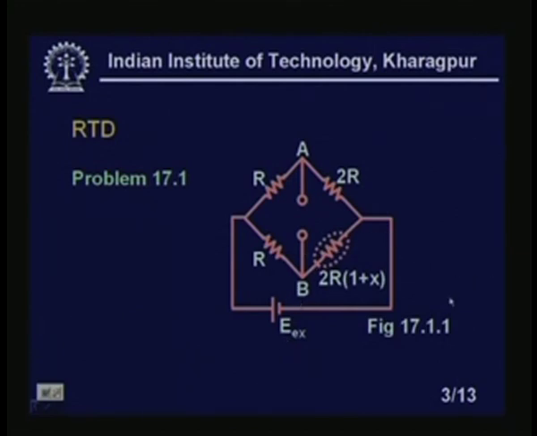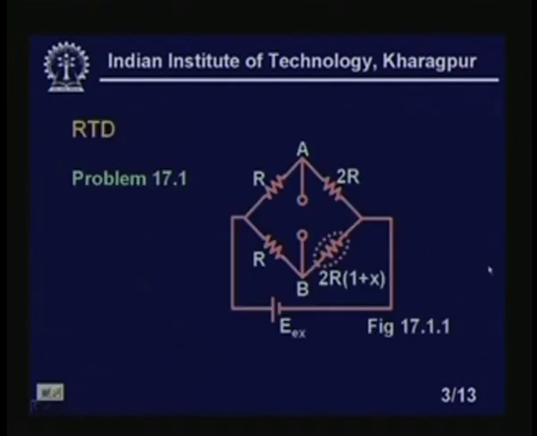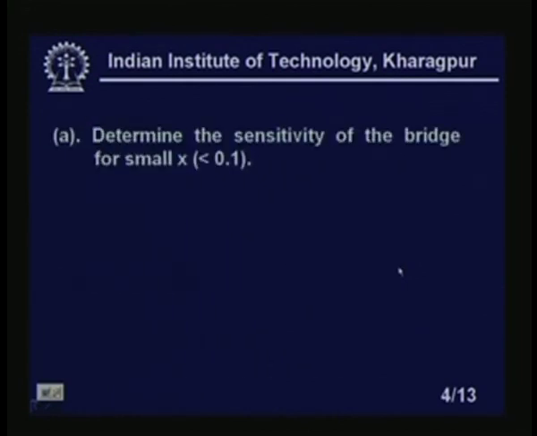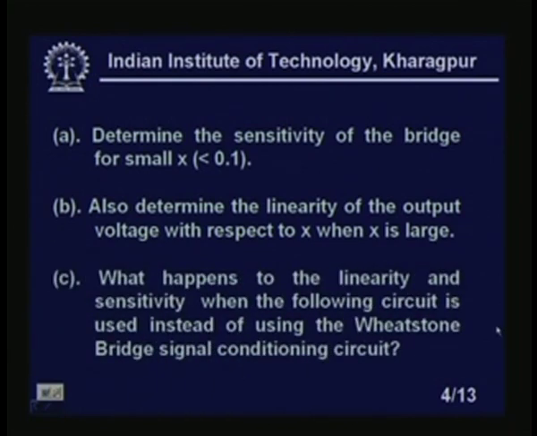The question is, determine the sensitivity of the bridge for small value of x. If I go back, you can see what x is. So, determine the sensitivity for small value of x, when it is less than 0.1. Part B is to determine the linearity of the output voltage with respect to x when x is large. Part C is, what happens to the linearity and sensitivity when the following circuit is used instead of the Wheatstone bridge signal conditioning circuit.